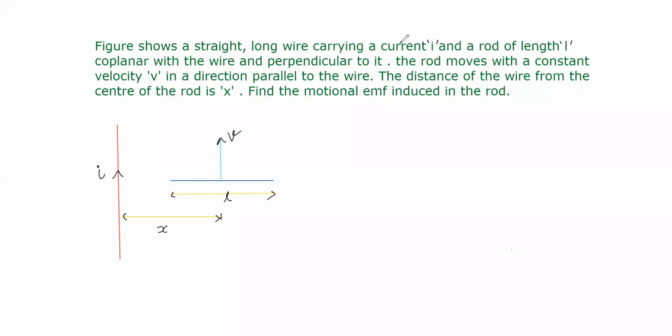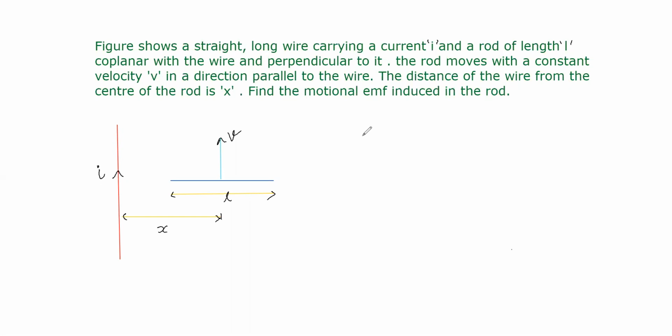Let us solve a problem in electromagnetic induction. The figure shows a straight long wire carrying a current I, and a rod of length L coplanar with the wire and perpendicular to it. The rod moves with a constant velocity V in a direction parallel to the wire. The distance of the wire from the center of the rod is x. Find the motional EMF induced in the rod.